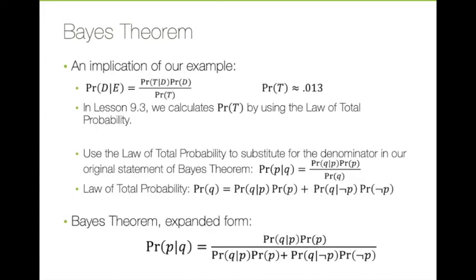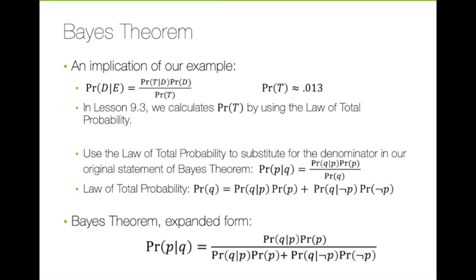I want to highlight one additional feature of our example. When we calculated the probability of having the disease given that you test positive, we relied on already having calculated the probability of testing positive. Remember, in 9.3, we used the law of total probability to get that value. Well, this actually leads us to our second common formulation of Bayes' theorem.